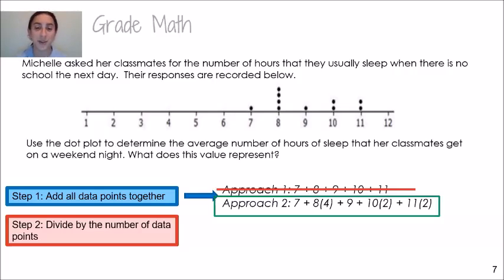Approach 2 is correct here. We know that we need to account for every single data point. So adding 8 just once would not suffice because there are 4 data points above 8. I also could have written approach 2 like this and wrote out every single data point. Given that as our first step, now it's your turn.